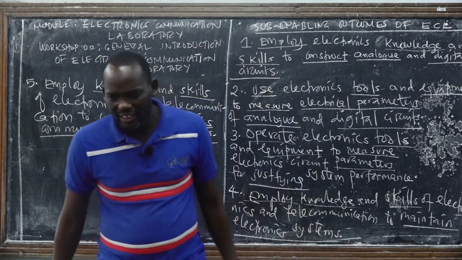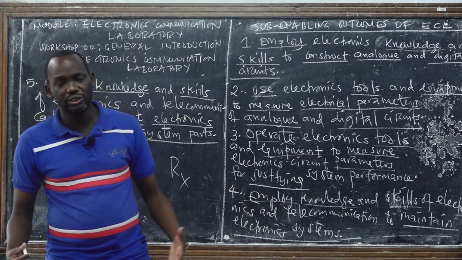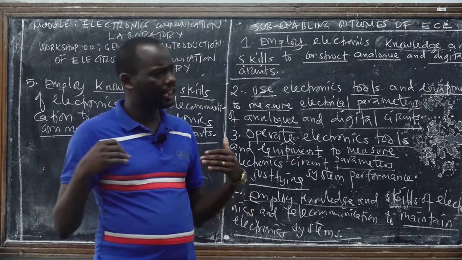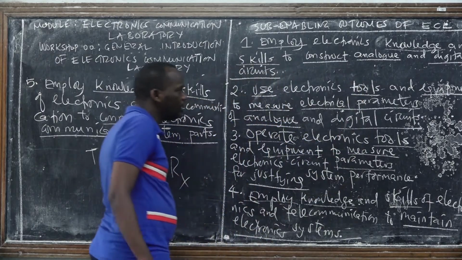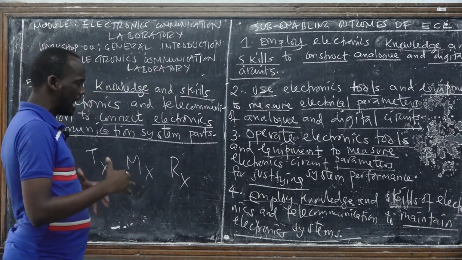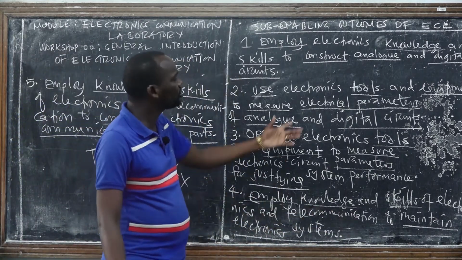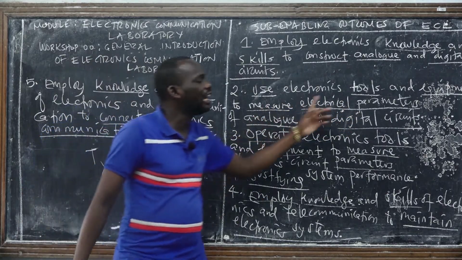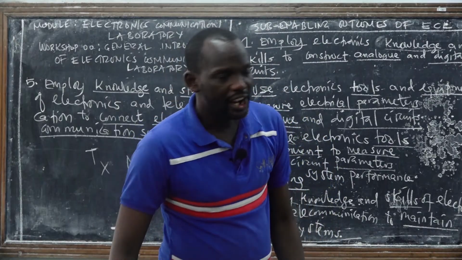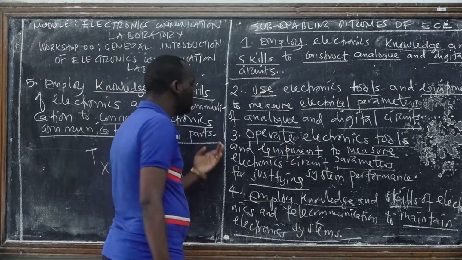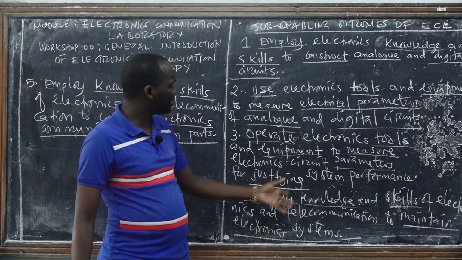Why? Sometimes it's according to systematic error or random error, but sometimes it's according to carelessness of the observer or experimenter, or sometimes it's according to the limitations of the knowledge that you have. So once we maintain, then we can use the electronic tools and equipment to measure electrical parameters. And when we measure these electrical parameters, we may also operate those tools and equipment to measure electronic circuit parameters.